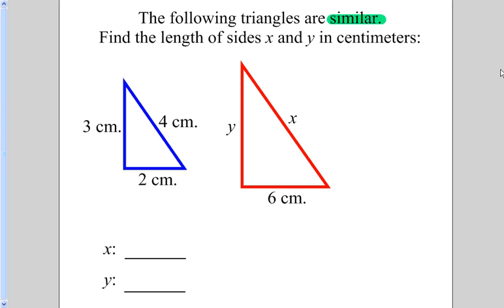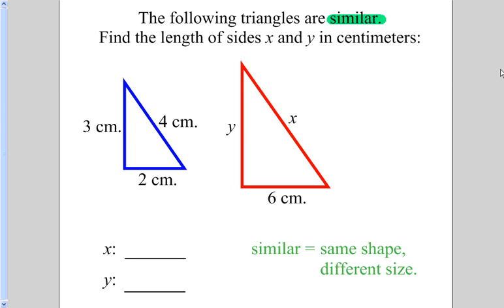Let's begin with some of the vocabulary here. What does similar mean? The following triangles are similar. Well, similar in English basically just means that they're kind of alike. But in math, there's a more specific meaning for the word similar, and it means the same shape, but a different size. We can see that these two triangles are the same shape. They're formed the same way. But we can also see that one triangle is larger than the other. So that's what similar means.